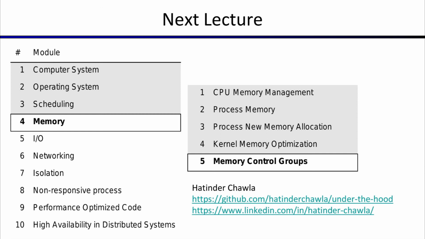That is it on the kernel memory optimization, how the kernel tries to operate and provide maximum use of memory for the processes that are running in there. The next lecture will be on memory control groups, and that will be the last one on the topic of memory.